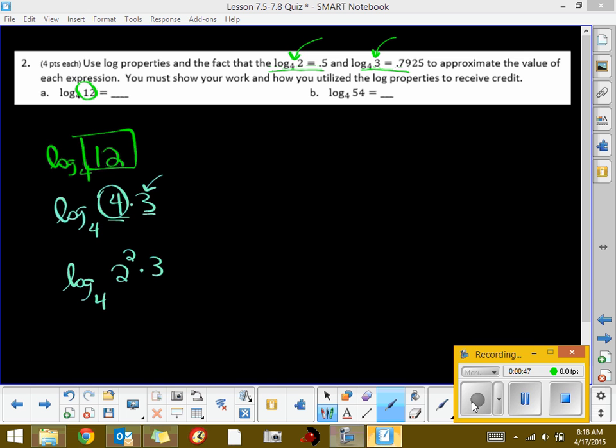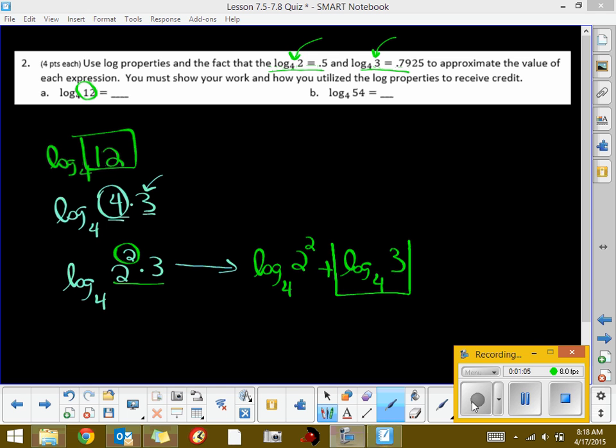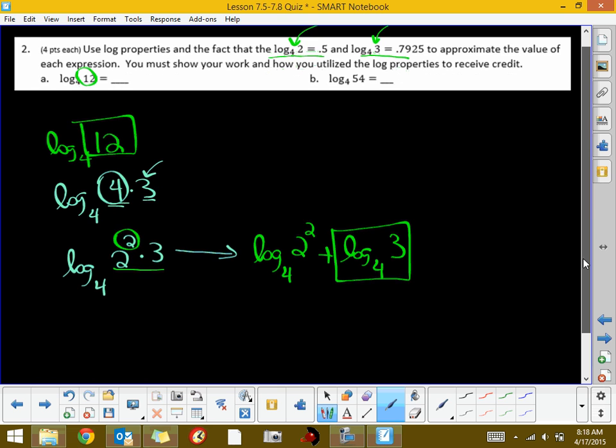And this is where we use our product rule and our power rule. Here's our product rule. We're going to follow it by a power rule. So the log of a product is the sum of the logs. So it's a log base 4 of 2 squared plus the log base 4 of 3. Now this log base 4 of 3, we know what that is. That's 0.7925 from the given.